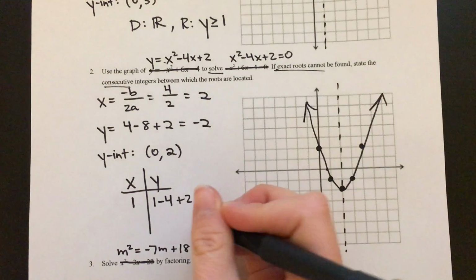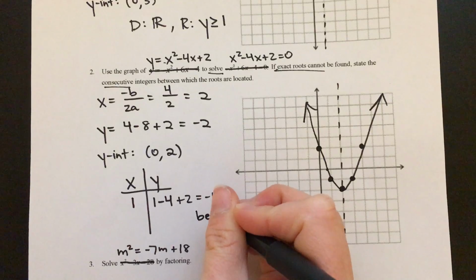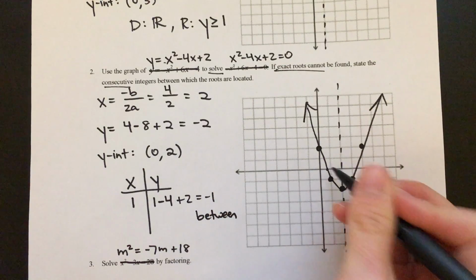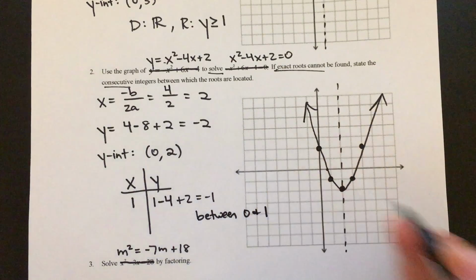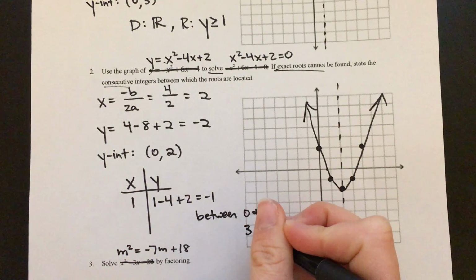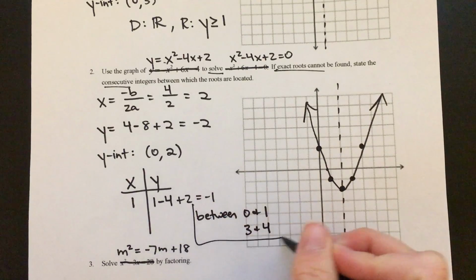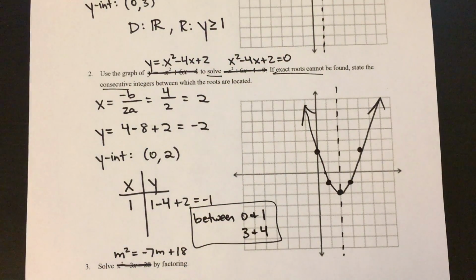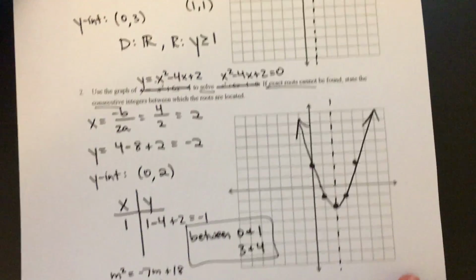So you have one right here. And that first one, you would say that it is between 0 and 1. They have to be consecutive. And then this one right here is between 3 and 4. Okay, so that is how you would write your answer for something like number 2. So make sure you've got that one corrected.